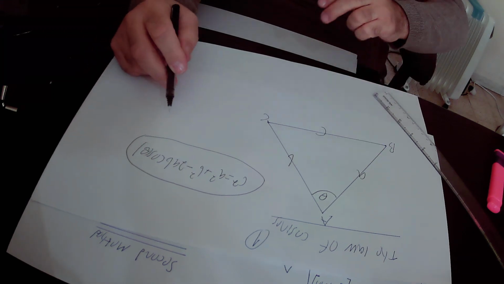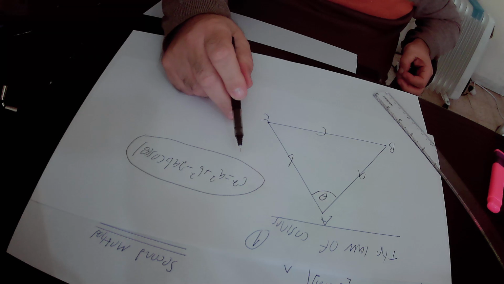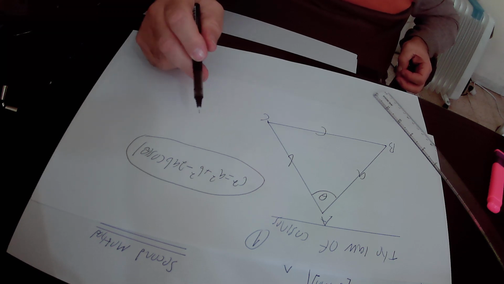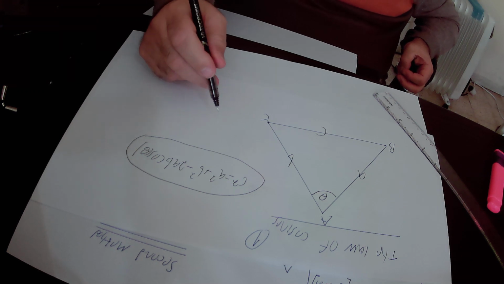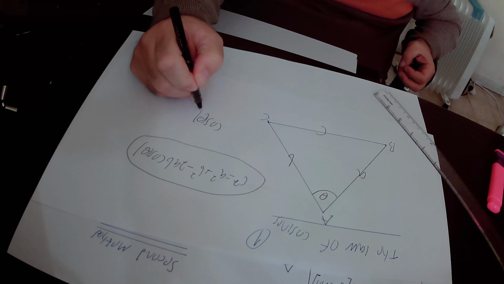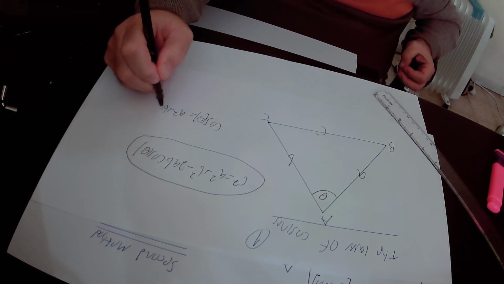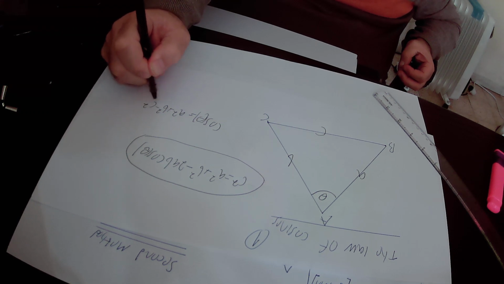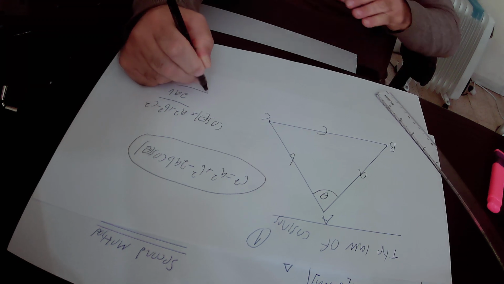Here we will add 2 times AB cosine theta to this equation, then we will subtract C squared from this equation, and then we will divide it by 2 times AB, and we will get that cosine theta equals A squared plus B squared minus C squared over 2 times AB.